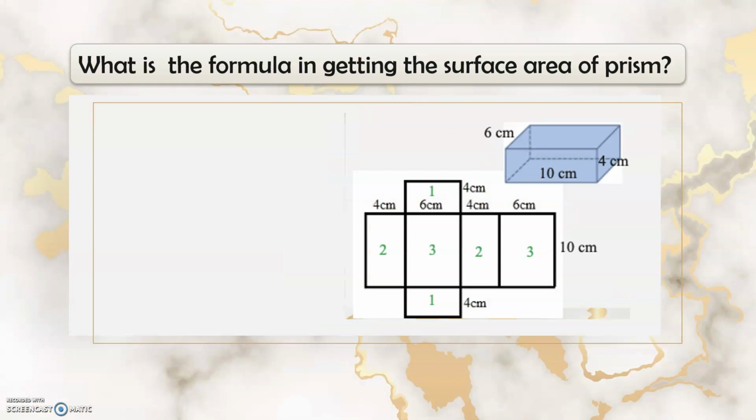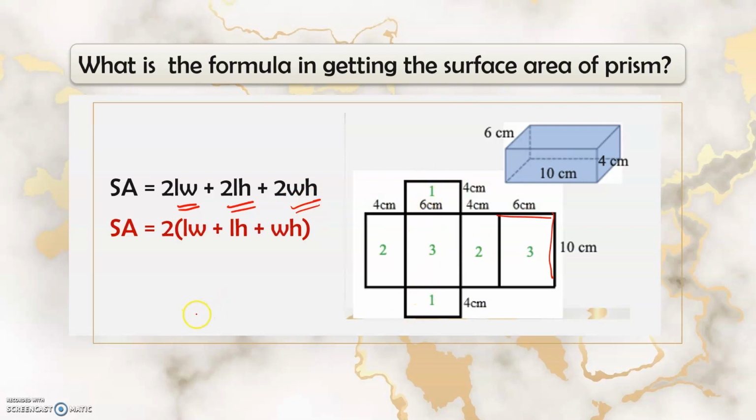Therefore, to find the surface area of a prism, we'll be using the formula. Surface area is equal to 2 times length times width. Okay, so that is for this pair here. Then plus 2 times length times height for this pair here. And lastly, 2 times width times height for this pair here.